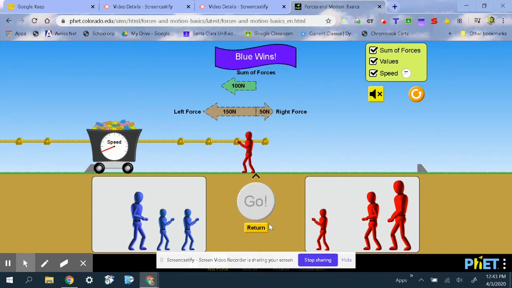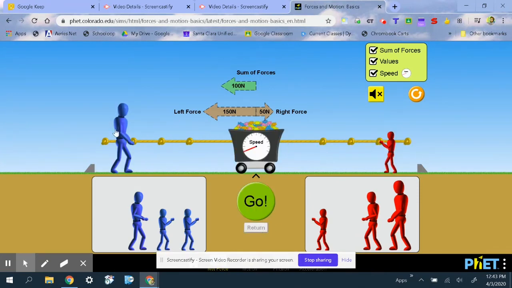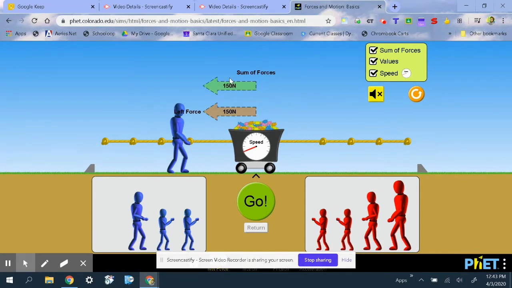Absolutely, we see that change of motion to the left. Now, what happens if we have nobody over here? Then we just have a net force of 150 to the left.